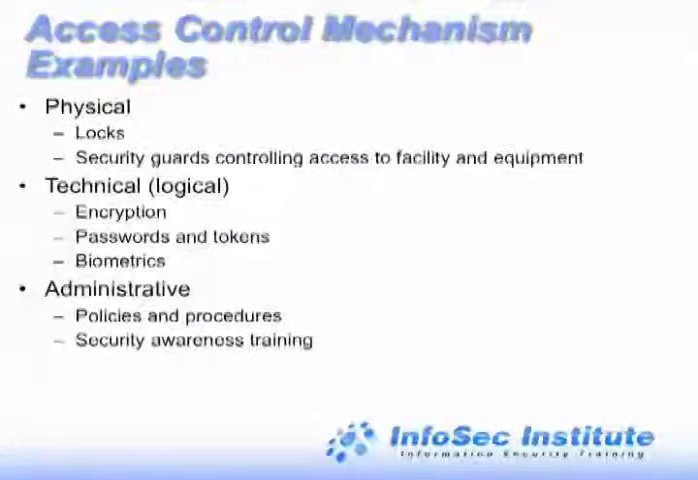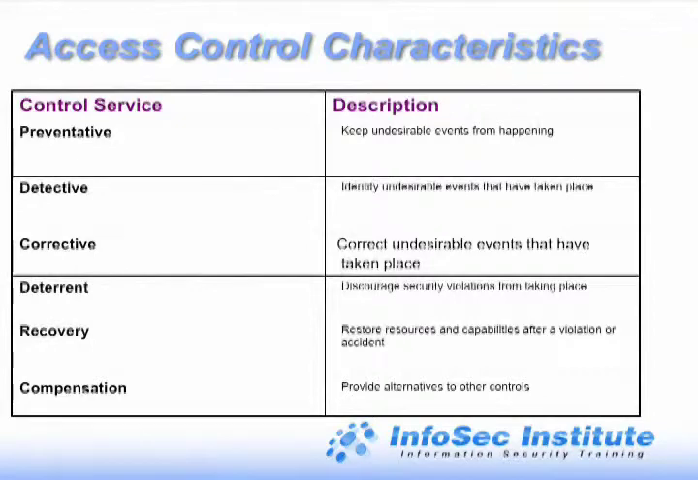Okay, again, technical. This can be your encryption, your passwords and tokens, and biometrics. And biometrics is definitely a fun one to play with. And then administrative: policies and security awareness training. As mentioned before, these are the control services. So you can have preventative, detective, corrective, deterrent, recovery, compensating. Each one of those is basically a characteristic of the previous three. So with that being said, any one of these can be physical, technical, or administrative.